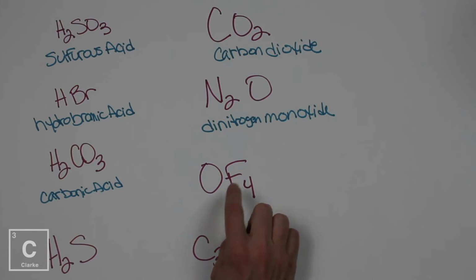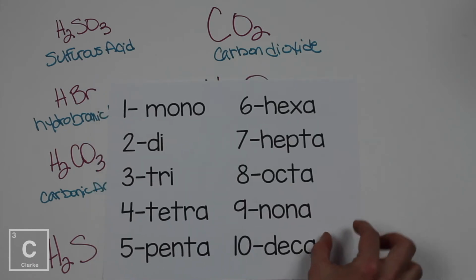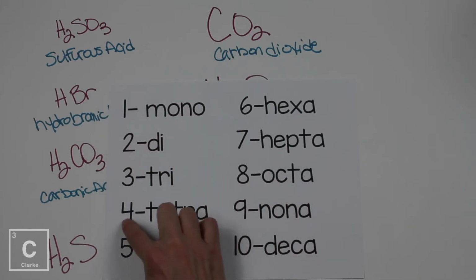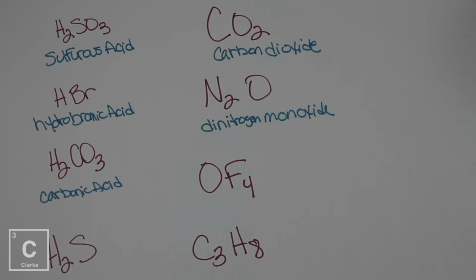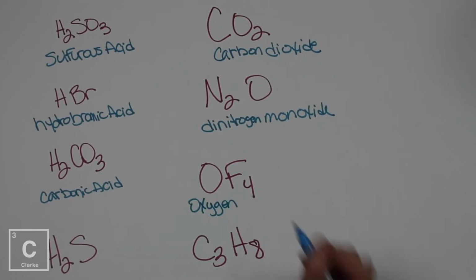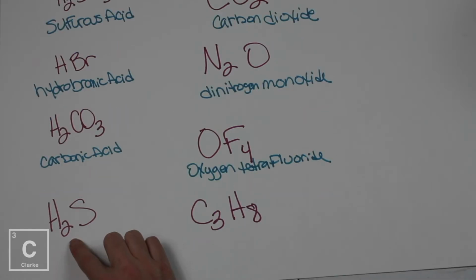Let's go ahead and go across and look at this one. We've got 1 oxygen and 4 fluorine. Both are nonmetals, molecular compound. We need to use prefixes. Where 1 is mono and 4 is tetra. We don't begin names with mono, so this is just going to be oxygen tetrafluoride. Oxygen tetrafluoride.